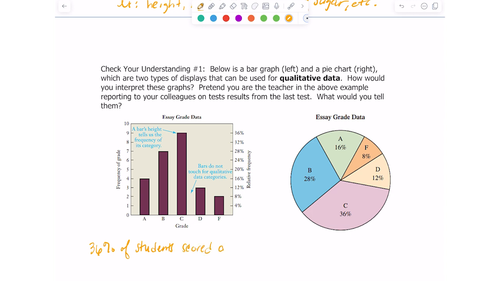Something else that would stand out to me is maybe I would want to know what percentage of students scored a C or higher. So to get that, I would just take my 36% plus 28% plus 16%. So if I add 36 and 28, I get 64, plus 16. So that tells me that 80% of students scored a C or better.